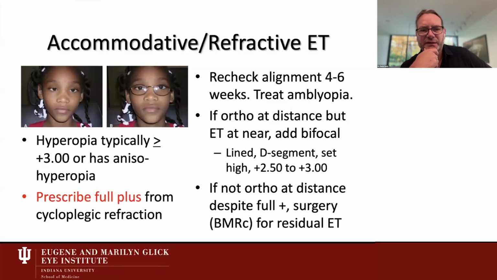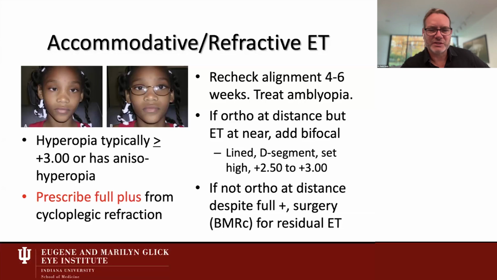Accommodative refractive ET. All right, so this is the bread and butter. You've got to know how to handle this. These are kids that have significant hyperopia, or they can have anisometropia, which is tipping them over to cross. For the treatment of this, you've got to be able to do a cycloplegic refraction. You've got to put them into the full plus, and you're trying to relax them as much as possible and get those eyes straight. I will only reduce the plus if it doesn't work out.